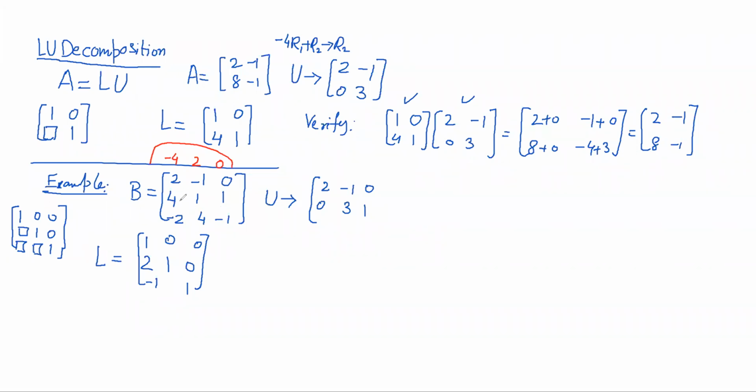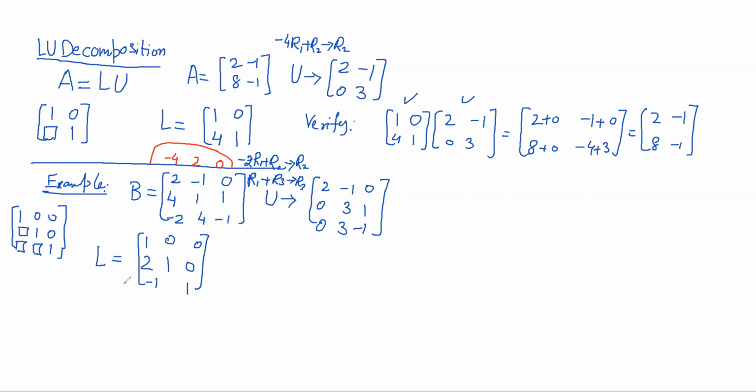And now for this one, the row operation was minus 2R1 plus R2, that is the new row 2. And for the second one, the row operation will be R1 plus R3, that will be the new R3, because minus 2 plus 2 will be 0. So 4 minus 1 is 3. Minus 1 plus 0 is minus 1. So it will be minus 1.